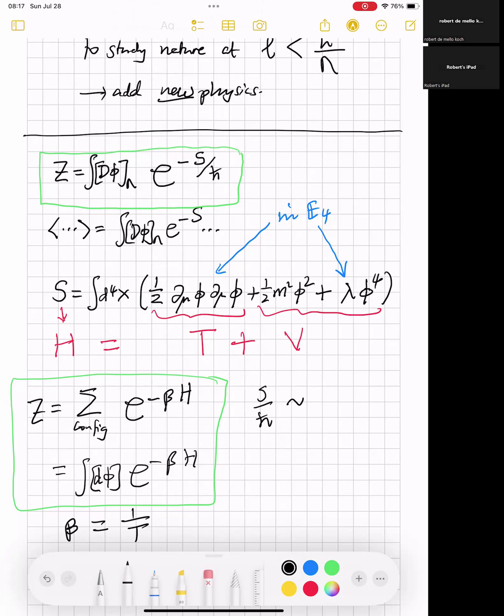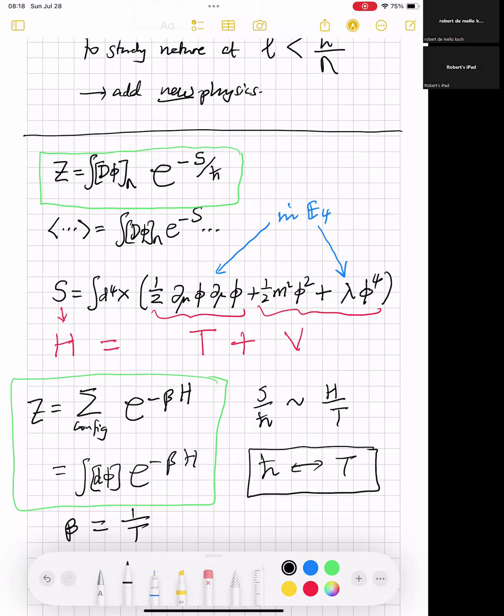So beta is 1 over the temperature as usual. So we should compare this to h bar over the temperature. And we said S is completely analogous to H. So in fact, h bar and T are equivalent.